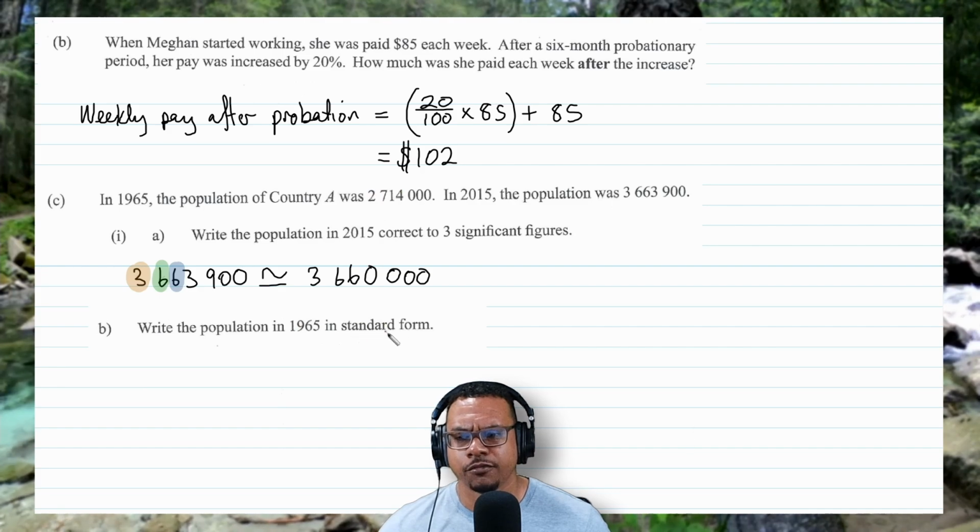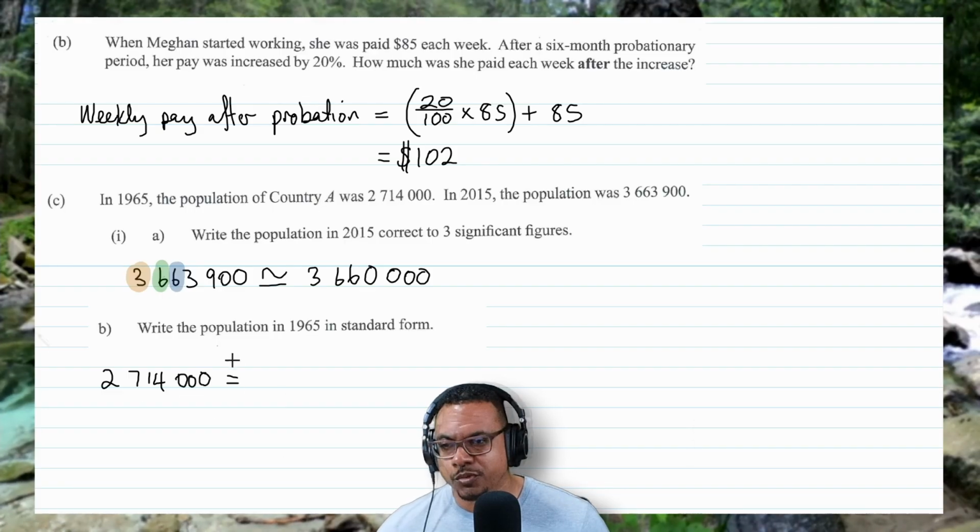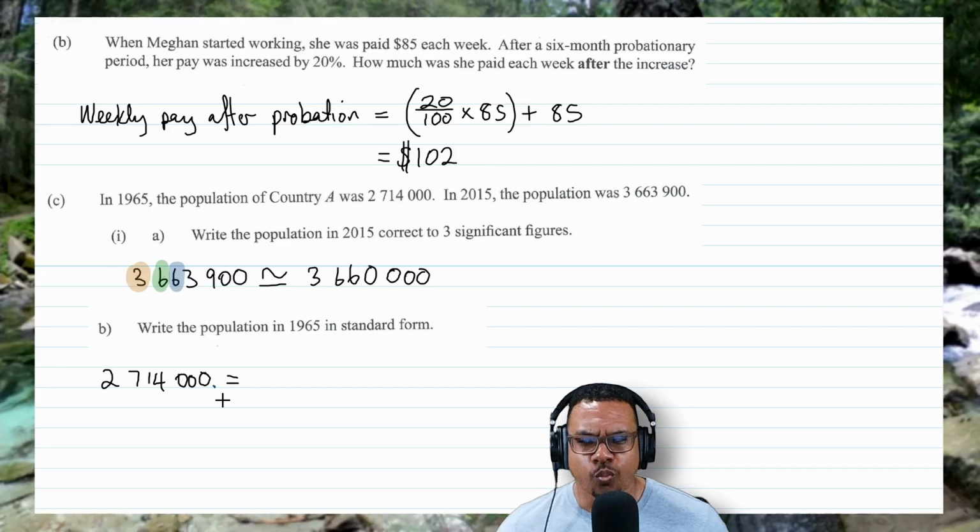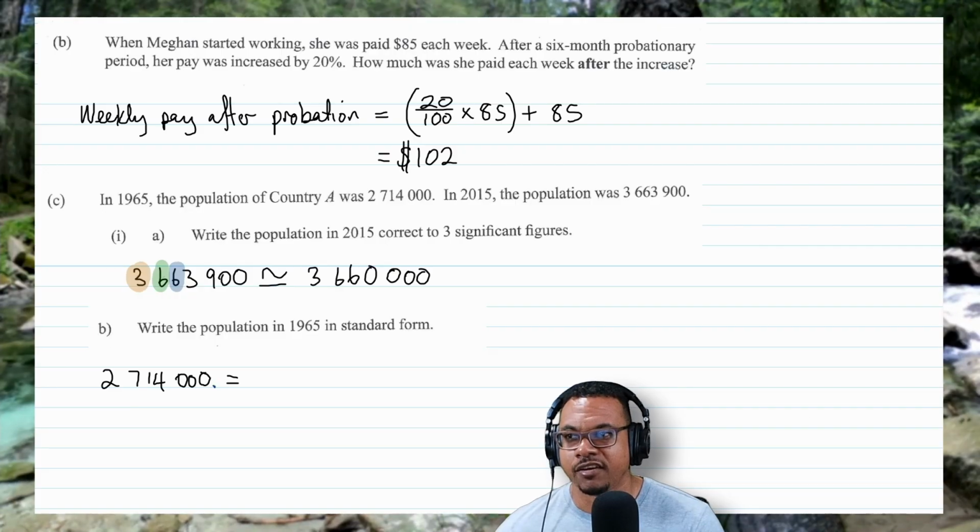Now for part B, we want to write the population in 1965, which is this 2,714,000 in standard form. So we have 2,714,000, and that will be equal to, so you know the decimal point will be located here. And what we want in standard form is one non-zero digit in front of the decimal point. So that one non-zero digit will be 2. So I'll write 2.714. Right? And I need to multiply that by 10 to some power.